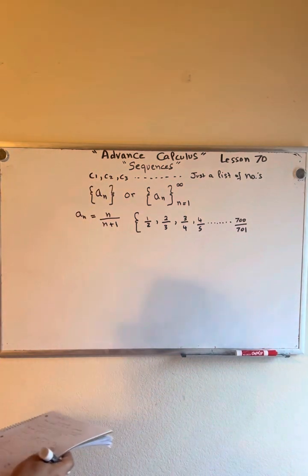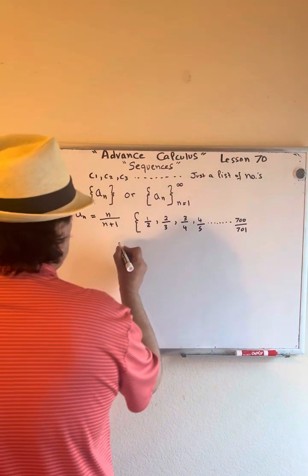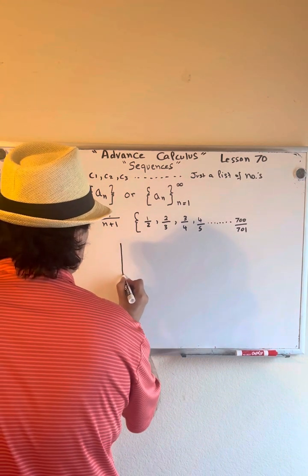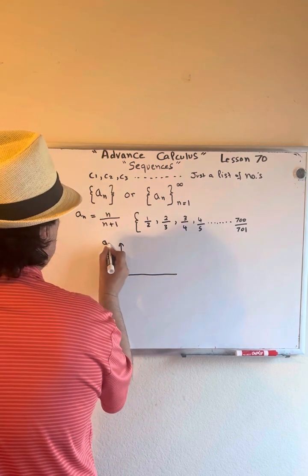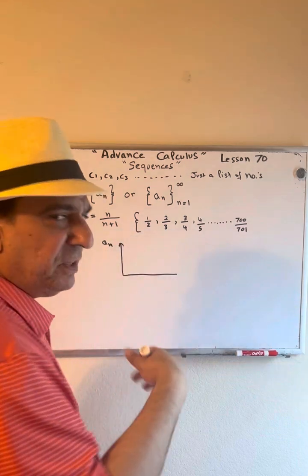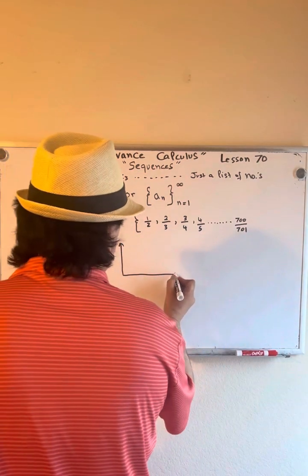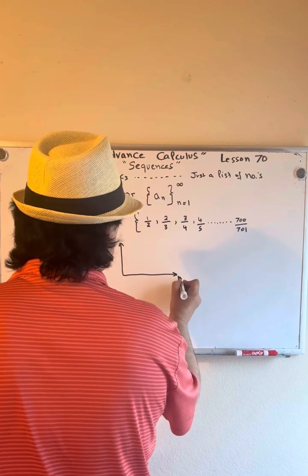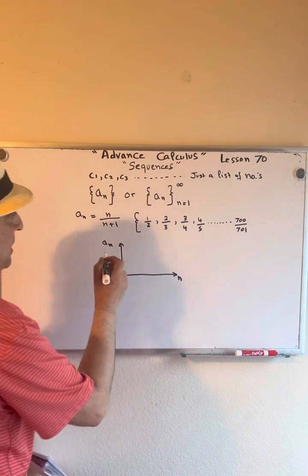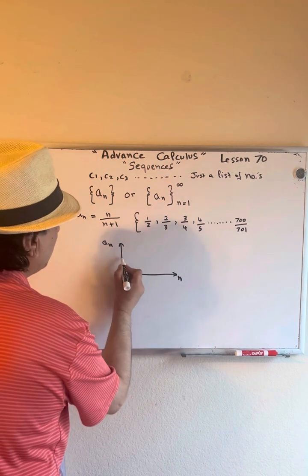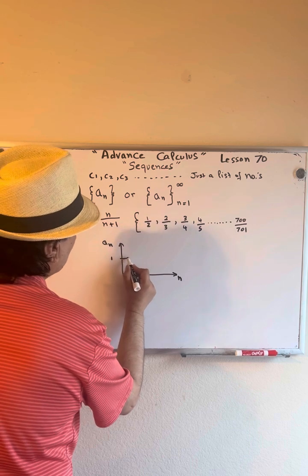So what does that mean? This difference is 1. So if I draw a graph of this, it's almost like a function. It's not really a function, but it looks like a function. And then you have n right here. If I draw a graph, I know my a_n is going to be, the difference right here is 1, right? So let's say I draw a straight line right here.